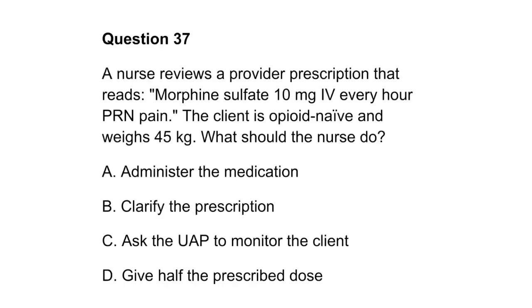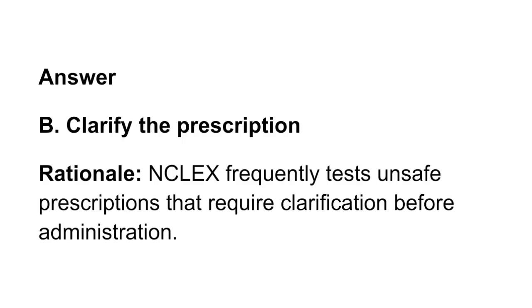Question 37. A nurse reviews a provider prescription that reads, morphine sulfate 10 milligrams every hour PRN pain. The client is opioid naive and weighs 45 kilograms. What should the nurse do? A. Administer the medication. B. Clarify the prescription. C. Ask the UAP to monitor the client. D. Give half the prescribed dose. Answer. B. Clarify the prescription. Rationale: NCLEX frequently tests unsafe prescriptions that require clarification before administration.